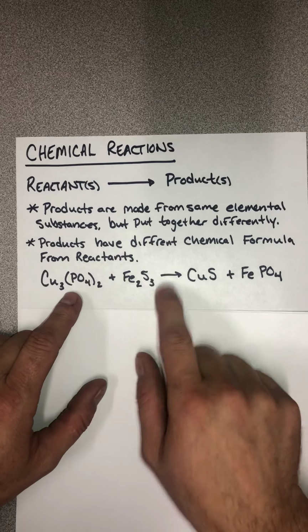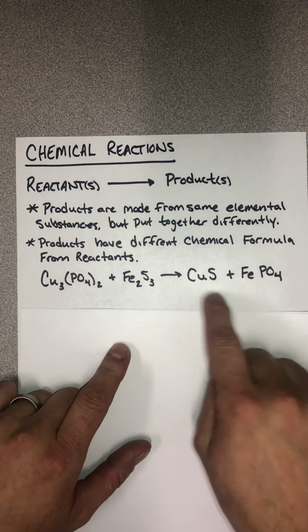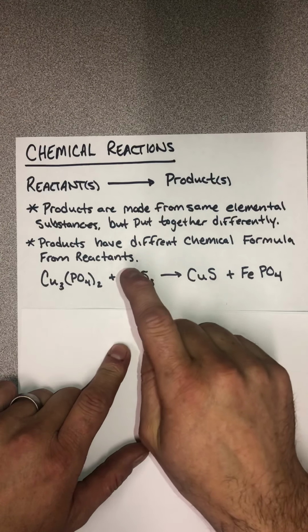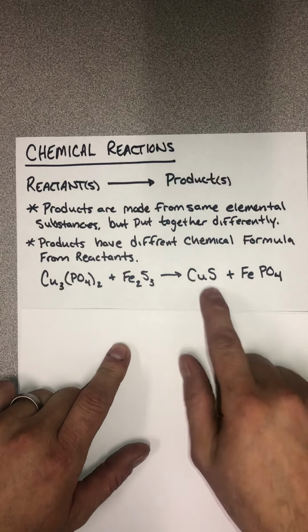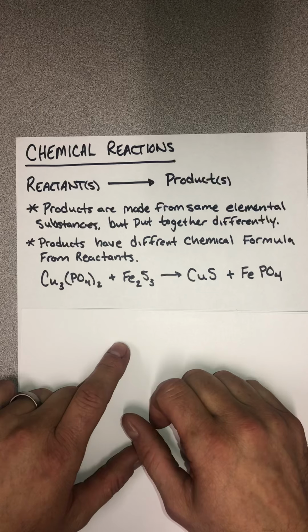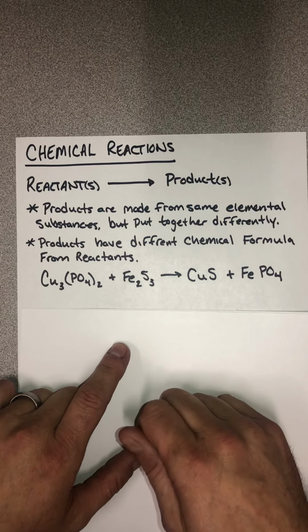And some chemistry takes place here over the course of this arrow, and we make these new substances made from the same elements: copper, phosphorus, iron, and sulfur. They're just recombined in different ways. They've got different chemical formulas, and so that's the way a chemical reaction will end up looking.